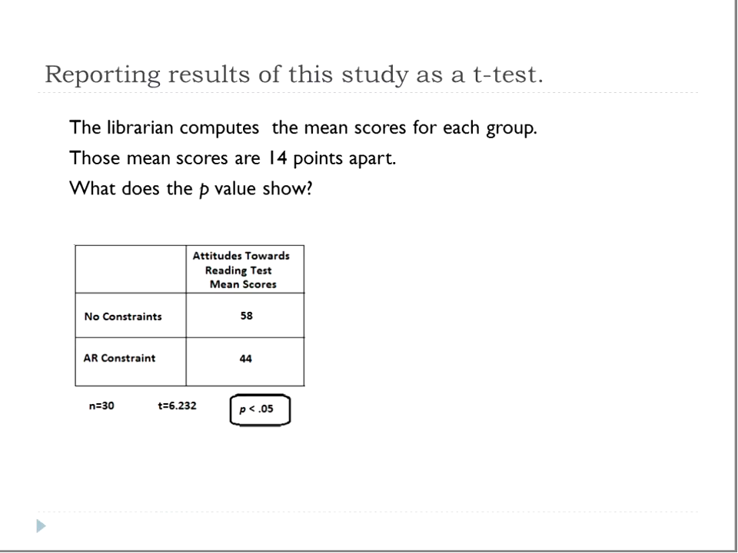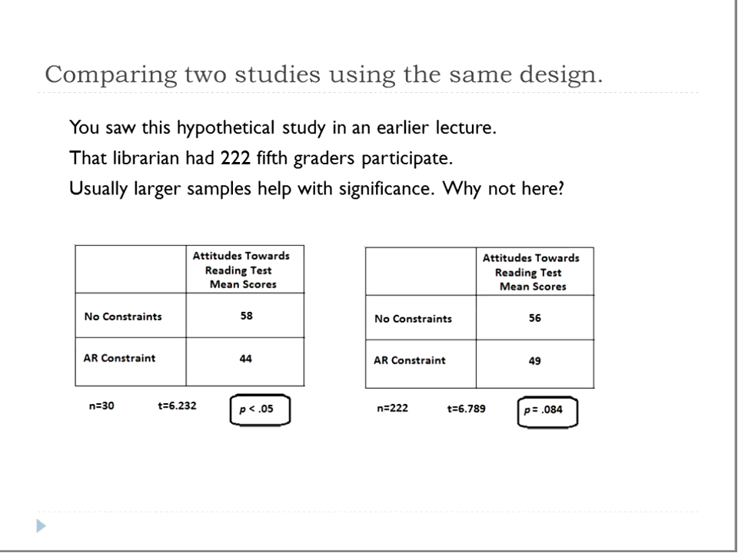Now, is that a big enough spread for her to say that not having constraints on their reading selections made a difference? Well, you look at her p-value to find out. She ran a t-test on those 30 tests before and after, and her p was less than 0.05, so it looks like she's onto something.